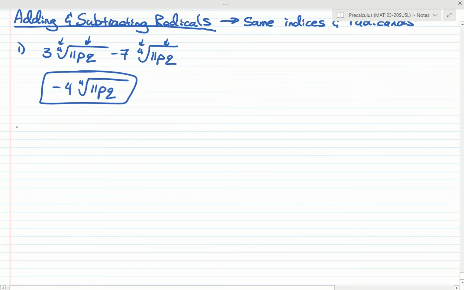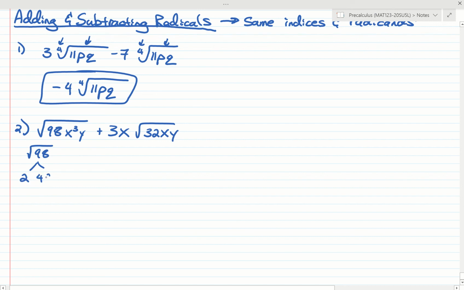Sometimes you have to simplify the radical first. So like, let's say if you had the square root of 98x to the third y, plus 3x square root of 32xy. Let's simplify these first. Square root of 98, well, this is just 2 and 49. So I'm going to use that second way. That might be the fastest. The square root of 49 is 7, so we get 7 root 2.